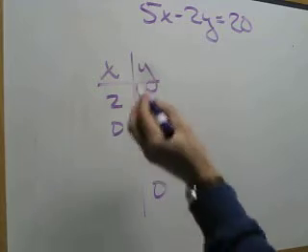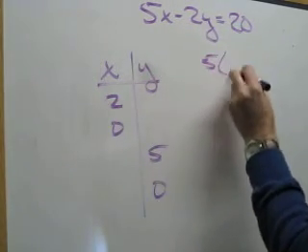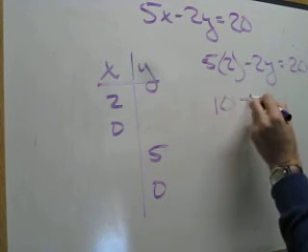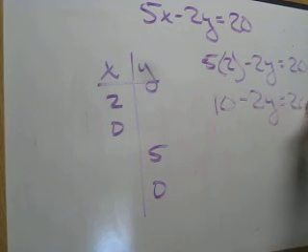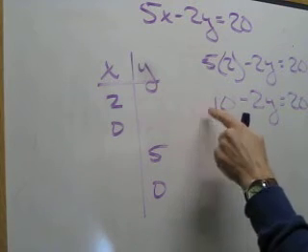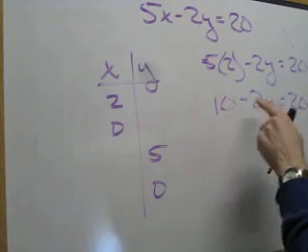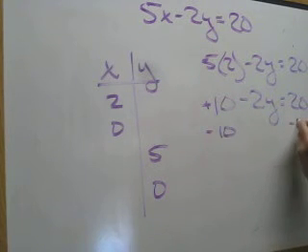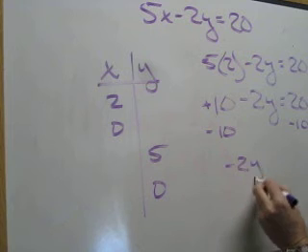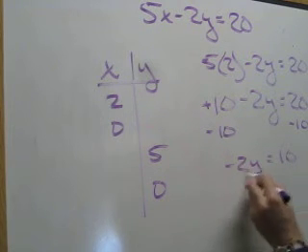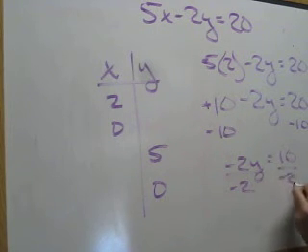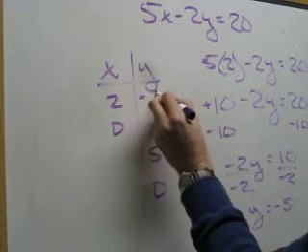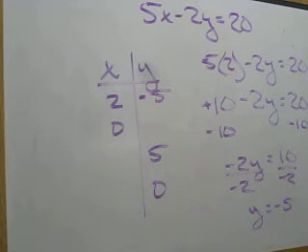So all you're going to do is put a 2 in here for x. So 10 minus 2y equals 20. Okay, I'm going to get rid of this 10. This is a positive. Don't let this negative fool you. This is a positive, so we're going to take it away. So negative 2y equals 10. Divide by negative 2. So y equals negative 5. So when x is 2, our y is negative 5.